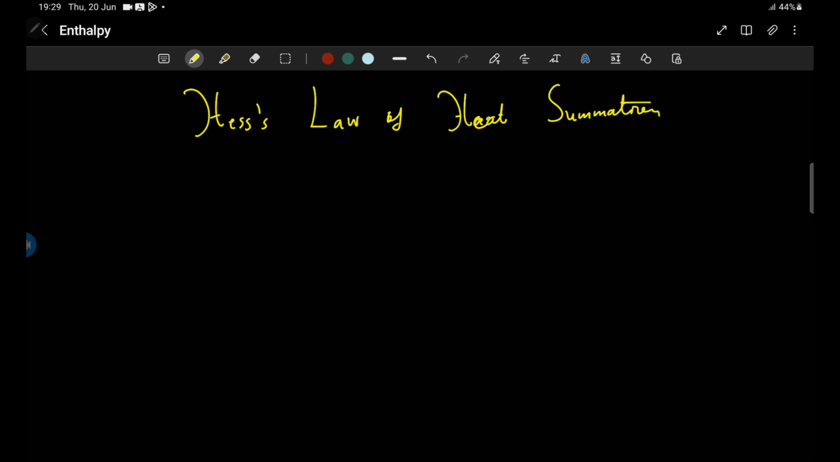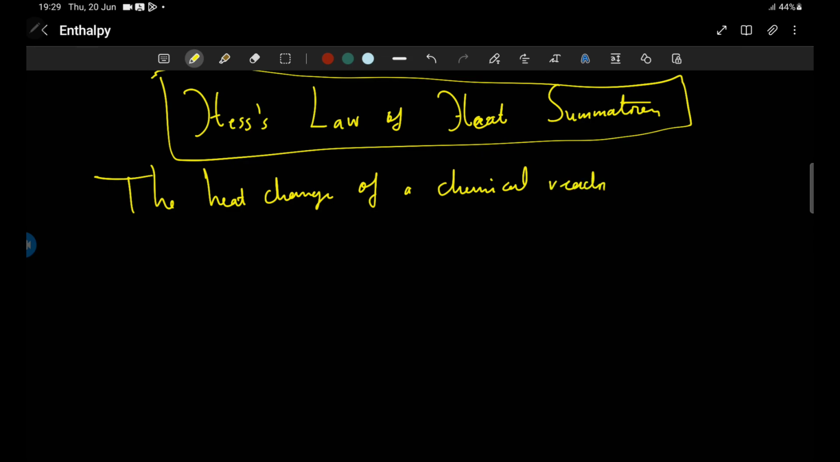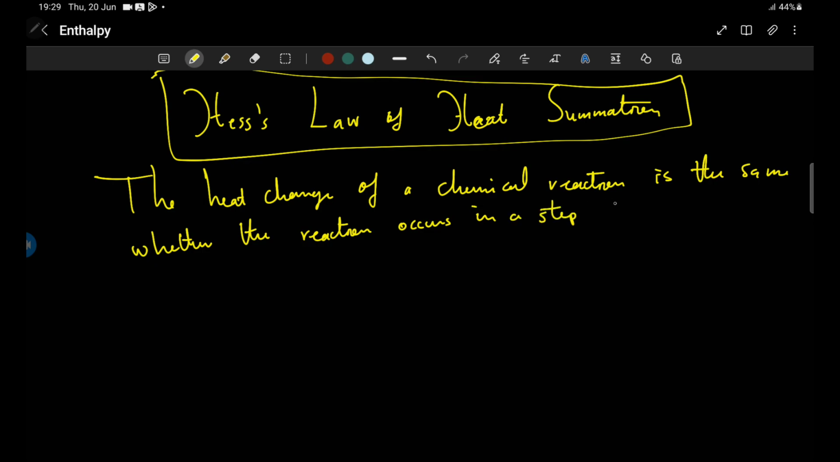And what does that law say? Very simple. It states that the heat change of a chemical reaction is the same whether the reaction occurs in a step or several steps.